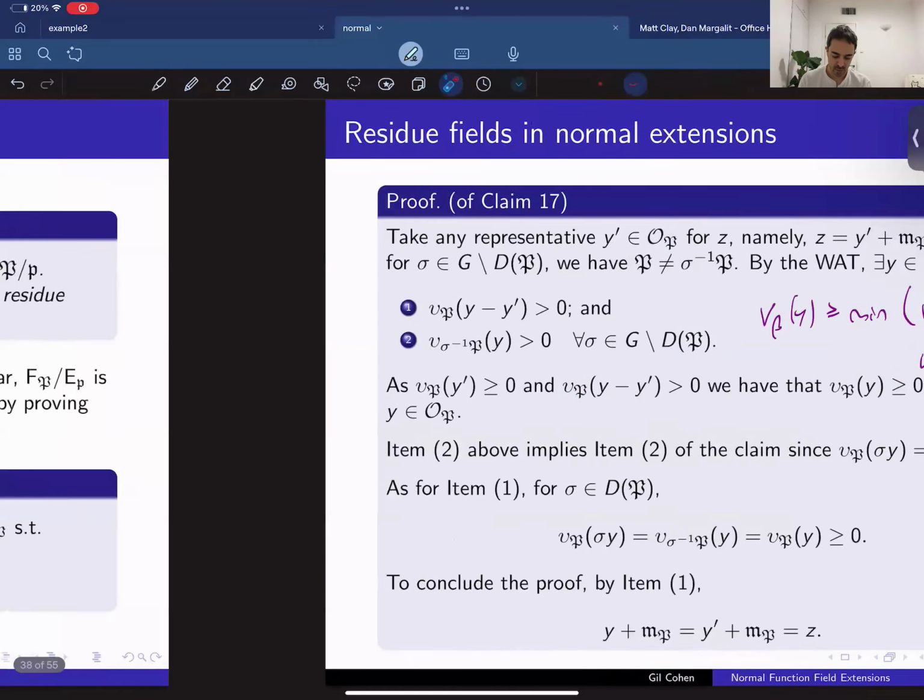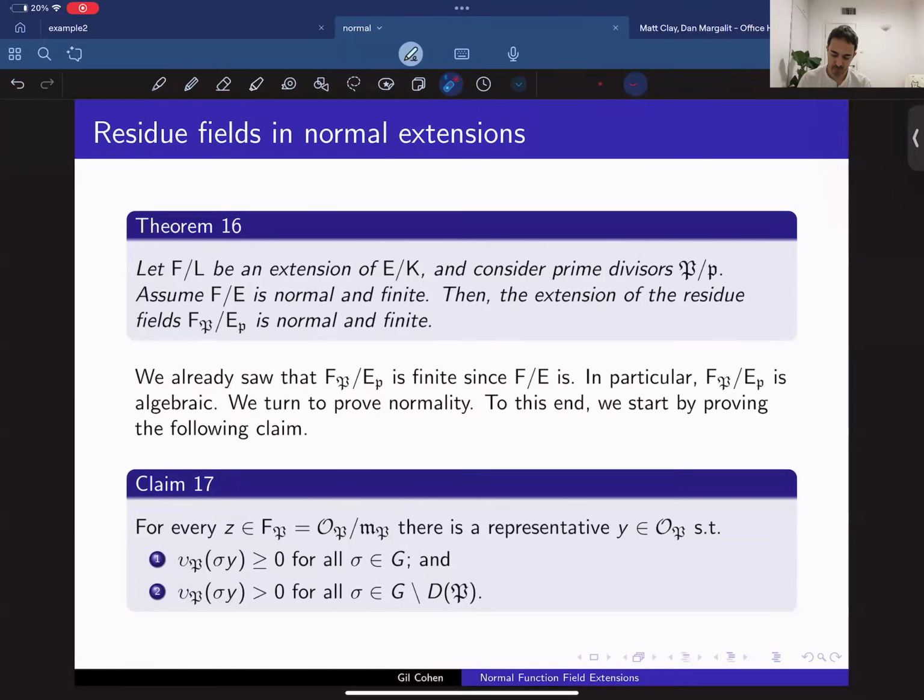Okay, that's a good start. I mean, we want more than that here, but that's a good start. You know that there is a representative y in OP, so at least the y that I'm claiming that we are going to end up with is in OP. But we still need to show all of these and also show that it's a representative, by the way.